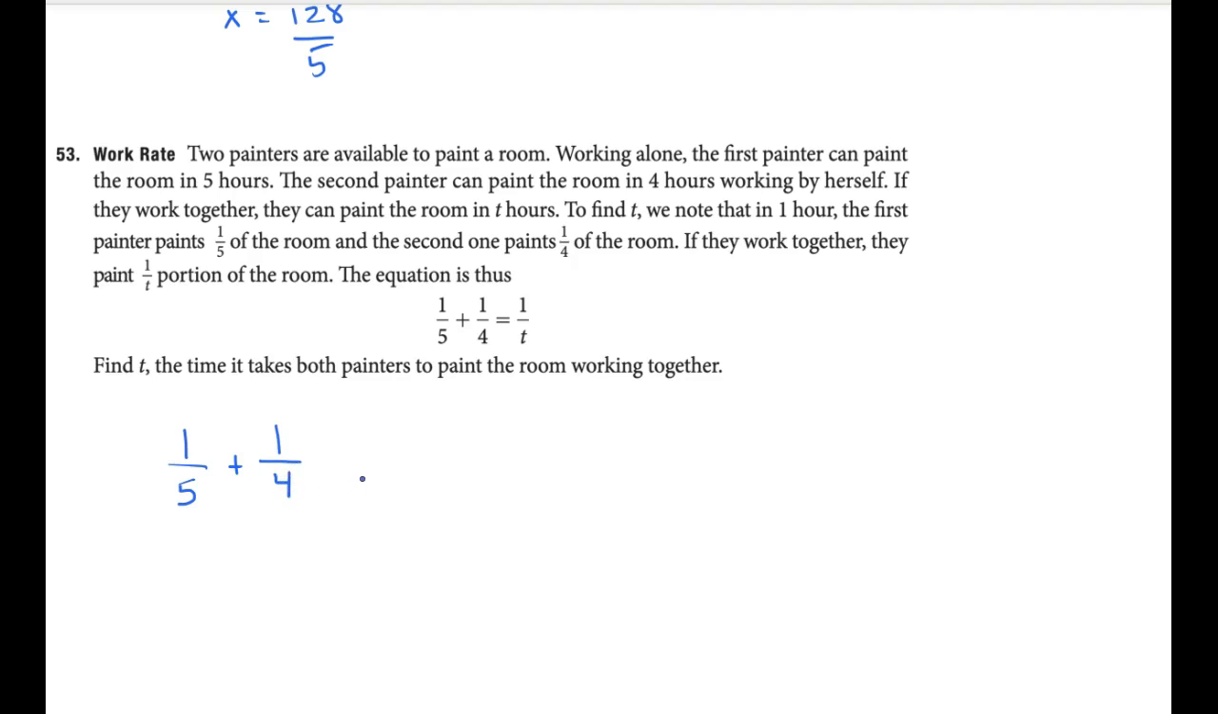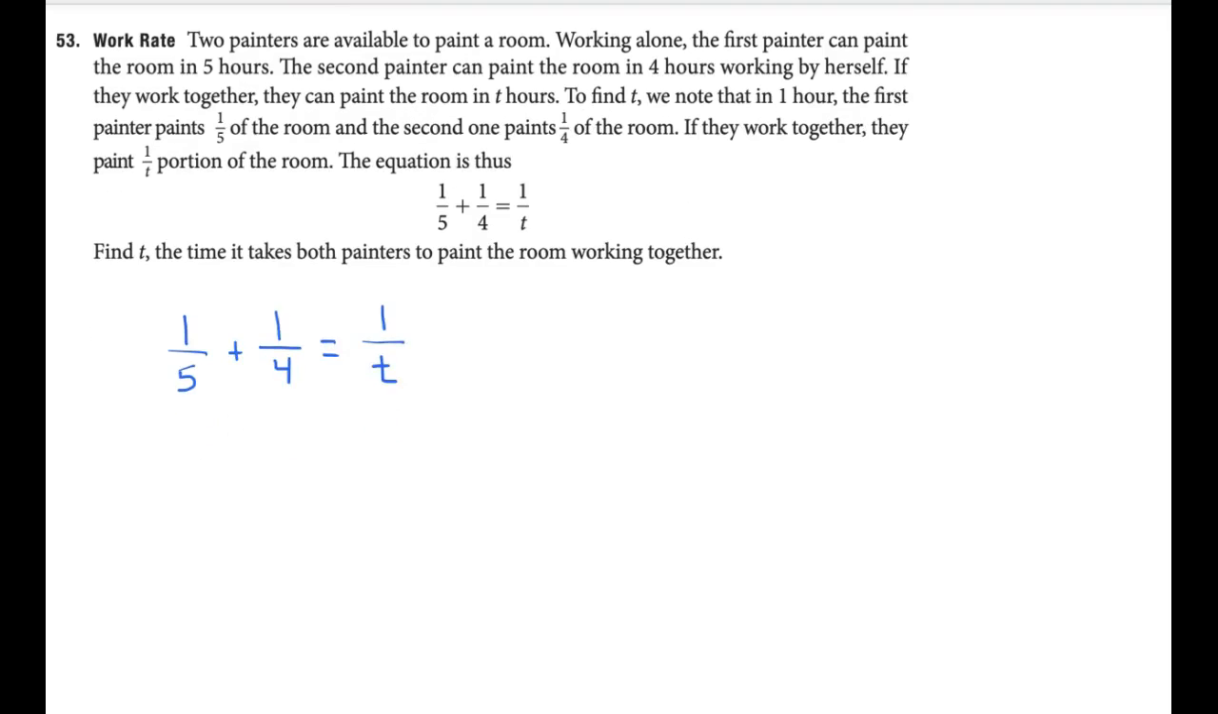If they work together, they can paint the room in t hours. In other words, in 1 hour, they can paint 1/t of the room. So that's what the equation is going to end up looking like, and it explains it in the problem if you want to stop and read it. It wants to know what t is. You're supposed to find the time it takes for both painters to paint the room together. So that is how you set this up.